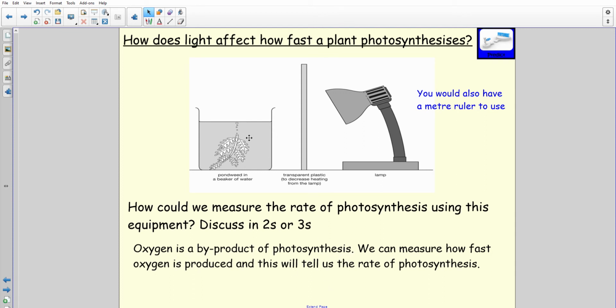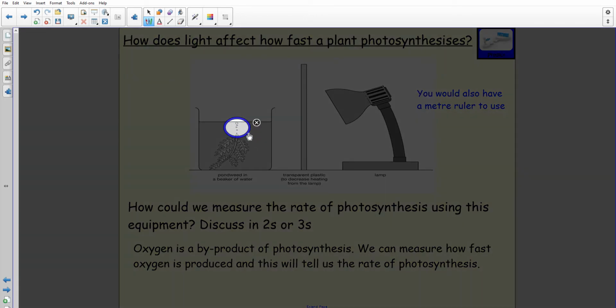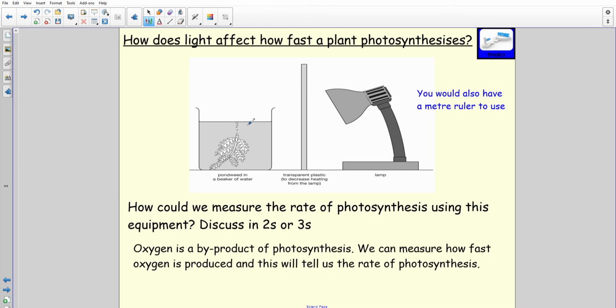So if you look at the pondweed, there's a little clue in the picture here, specifically in this bit here, okay? So if you have a look at this bit here, we've got some little bubbles being produced. Those little bubbles show us the oxygen being produced during photosynthesis. So we can see that we've got bubbles being produced during photosynthesis, and that would tell us how fast photosynthesis is happening. If there's lots of bubbles, it's going to be lots of photosynthesis. Not many bubbles, not much photosynthesis.